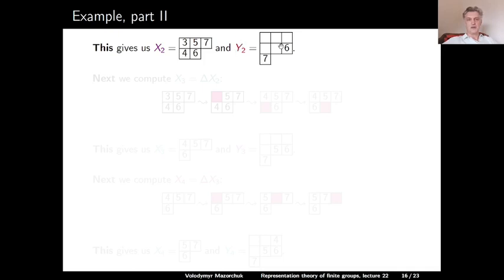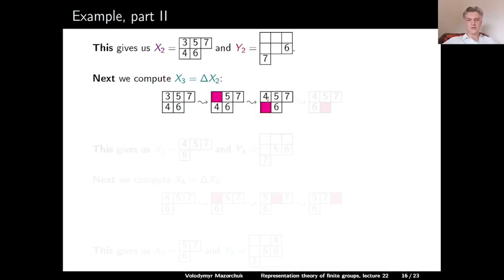And in y2, we fill in with 6 the active box in which our algorithm terminated. This was the box 3 in the second row. Next, we compute x3. This is a delta of x2. So we start with x2, remove the top left box, and declare it active. So 4 is below, 5 is on the right, 4 is smaller. So we swap the active box and 4.